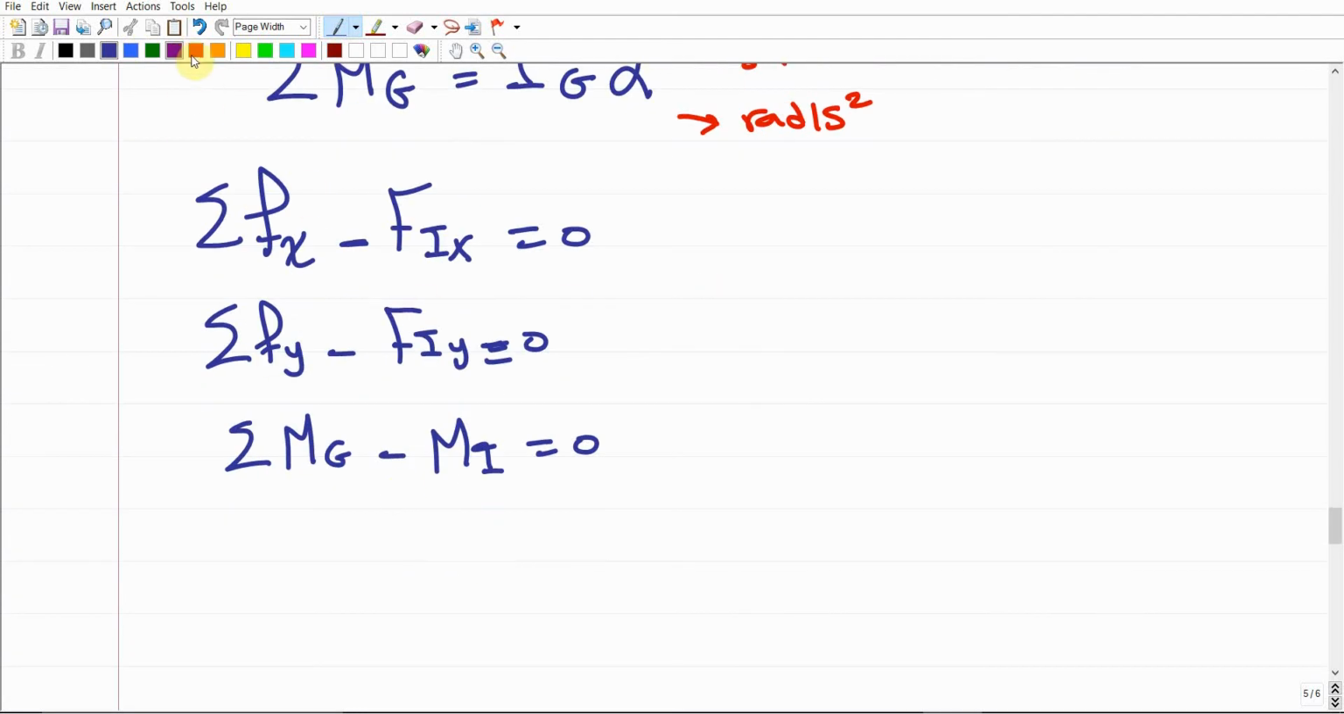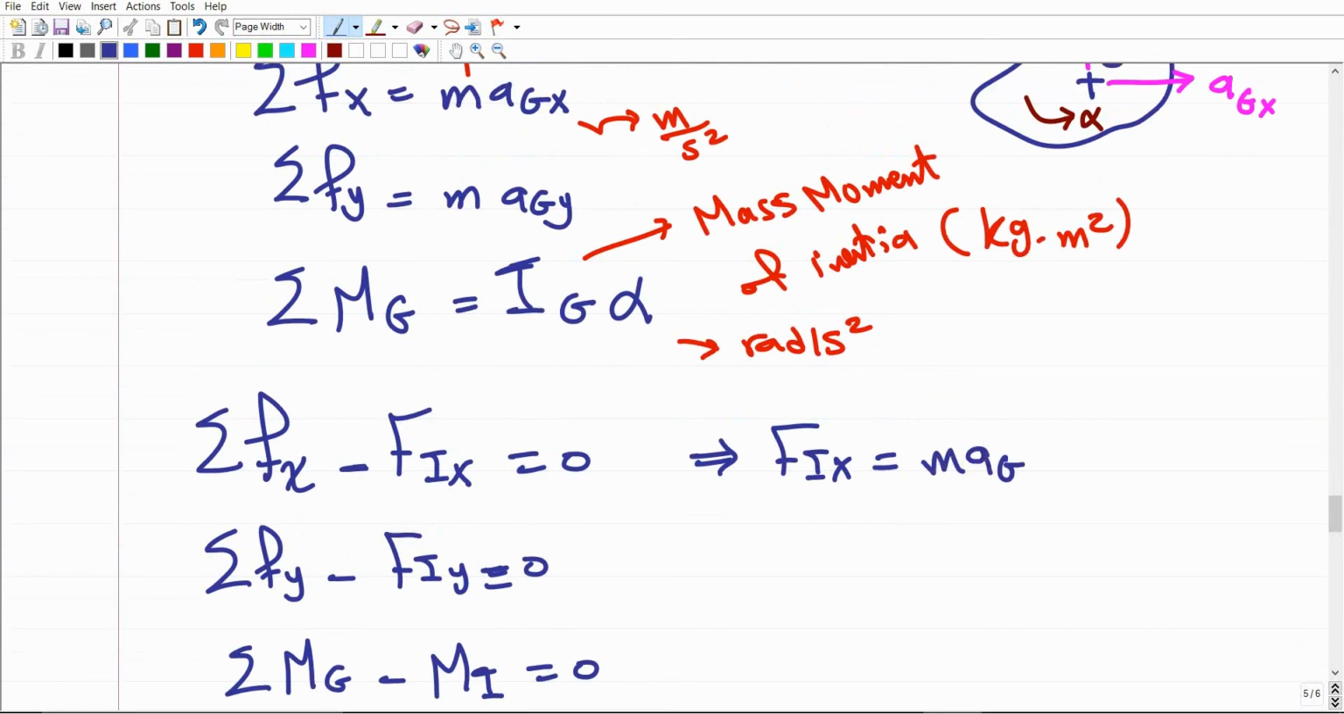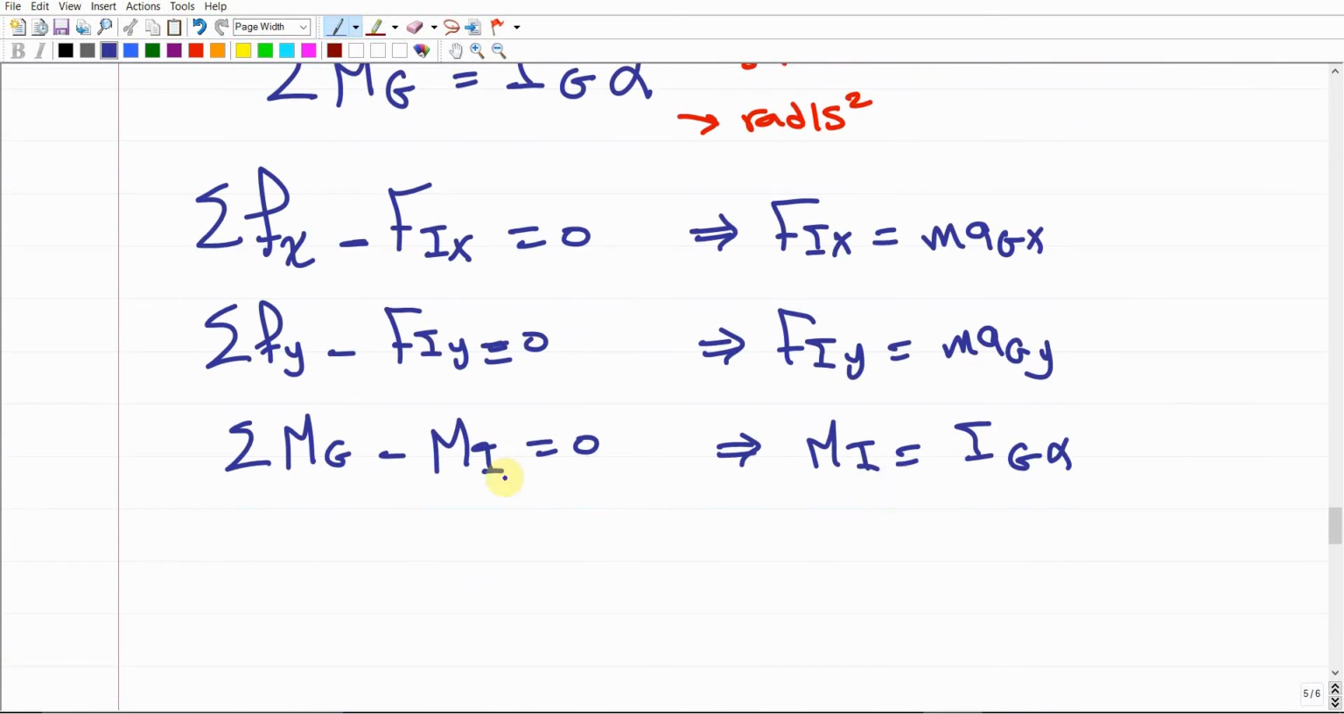So with this Mi, with this Fix, it equals the mass times the AGX, and this Fiy equals the mass times the AGY, and the Mi, the inertial moment, is the Ig times alpha, which is the angular acceleration of this object. Make sense?